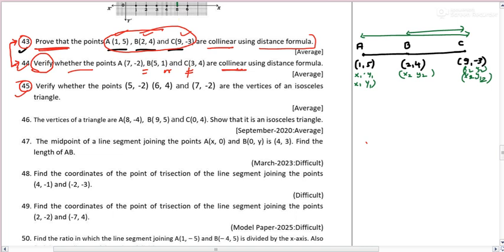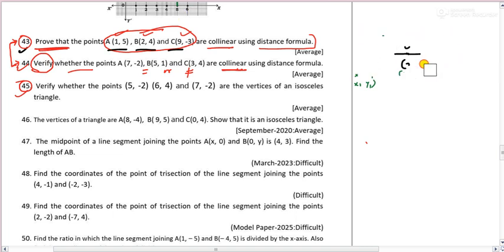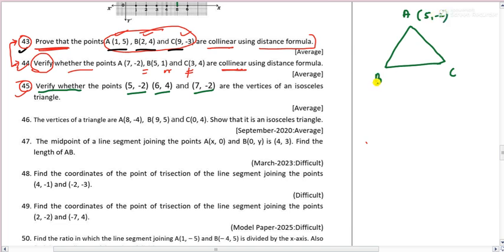Okay, fine. So now moving to the 45th one. Let me see if this needs any detailed explanation or you can solve it easily. The question says again verify. So you may get or you may not get, remember that. Verify what? The points 5 comma minus 2, 6 comma 4 and 7 comma minus 2 are vertices of an isosceles triangle. If I draw a rough triangle here and name this A, B and C, A is 5 comma minus 2, B is 6 comma 4 and C is 7 comma minus 2. Now to prove whether it is an isosceles triangle or not, what is the condition for a triangle to be isosceles? Two sides should be equal. Yes, any two sides, either AB, BC or AC, BC or AB, AC.